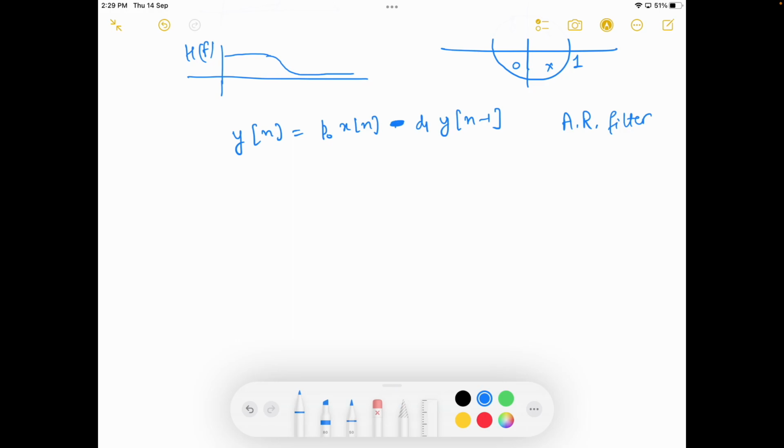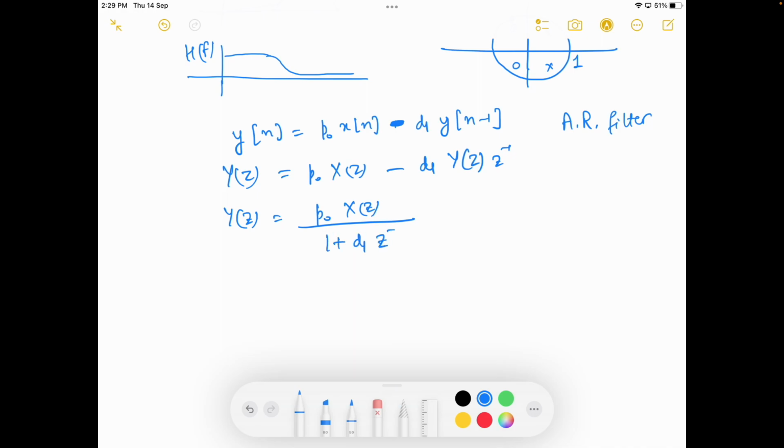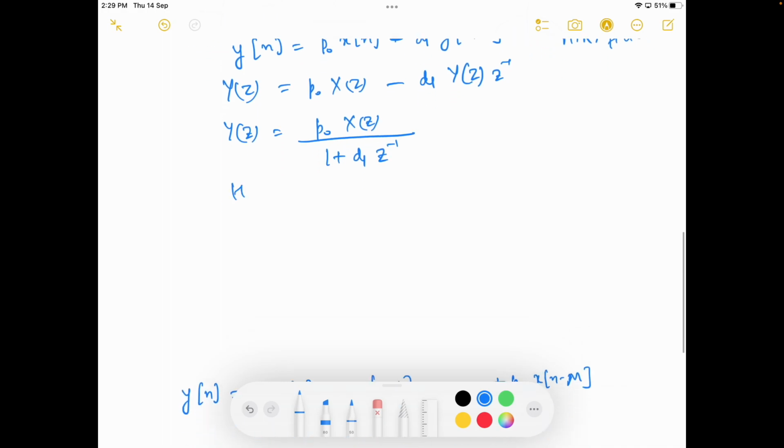Okay, so let's compute it. Y of z is equal to p naught times x of z minus d1 times y of z, z inverse. So y of z goes to the other side, so it becomes p naught x of z divided by 1 plus d1 z inverse. So what is my h of z? P naught upon 1 plus d1 z inverse. Where are the poles and zeros?